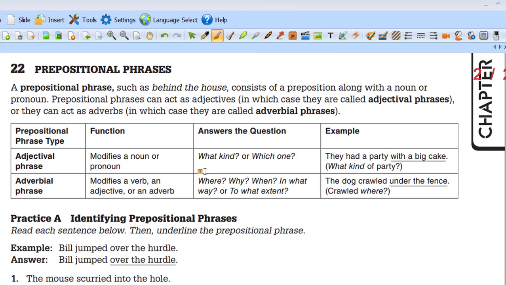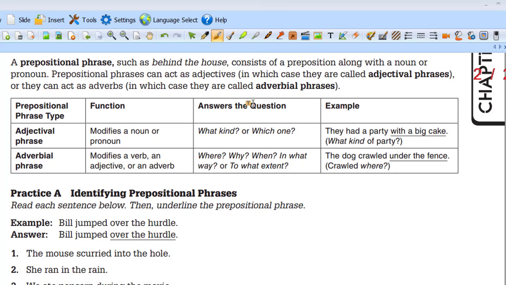Then we have prepositional phrases. As you know, the prepositional phrases are phrases that start with a preposition. And the main noun that follows the preposition is called the object of the preposition. And here we have some examples.